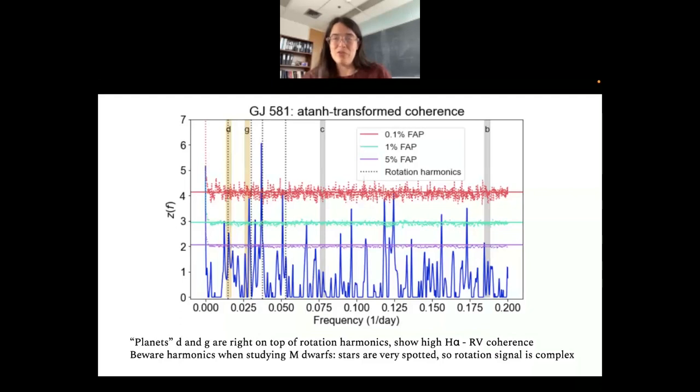And one thing that we've learned from this work, because we've worked with other M dwarfs, is that you have to really beware because their rotation signals are complex and you can get quite a lot of high order harmonics.